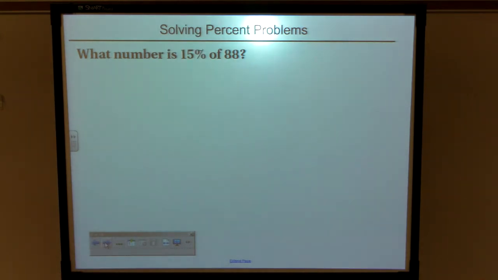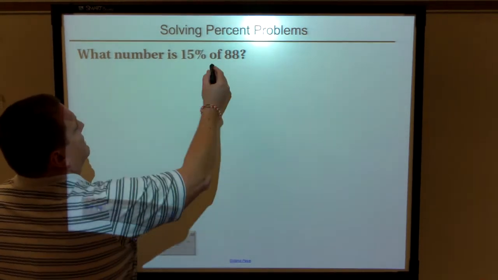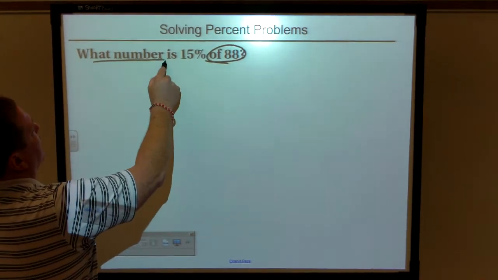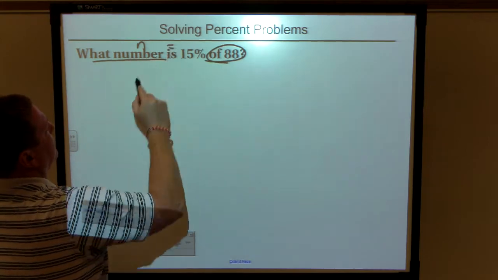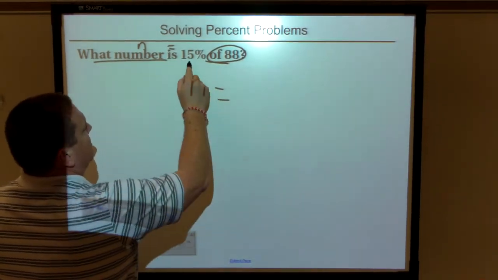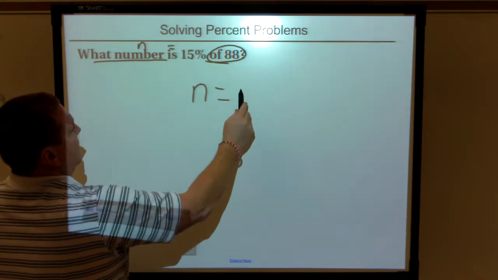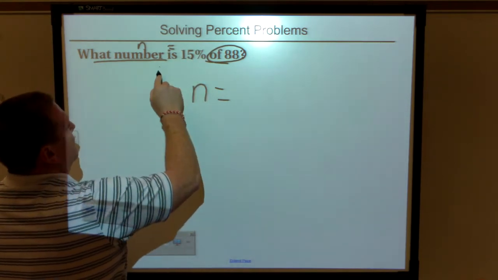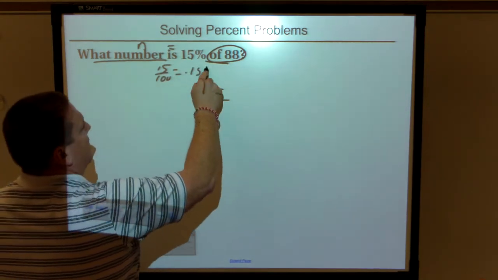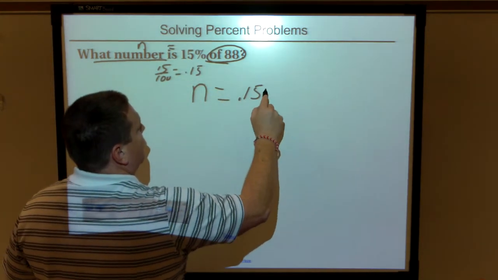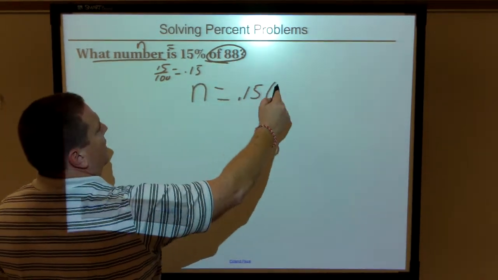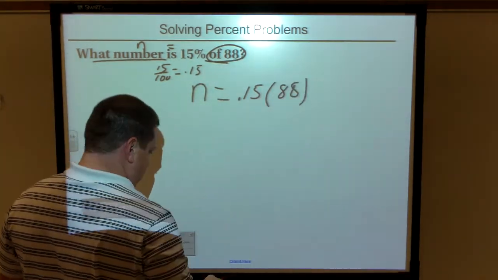We'll try another one here. This is the of, that's the total. We're looking for the what number, that's the part, equals 15% of that number. So n is equal to, now keep in mind, this needs to be a decimal. You can't put 15 here. You have to put 15 over 100, divide that out, and you'll get 0.15. So 0.15 needs to go there. Of course, means times by the total of 88.